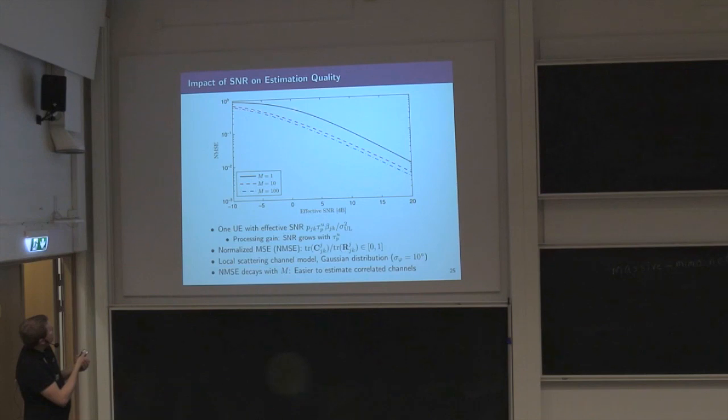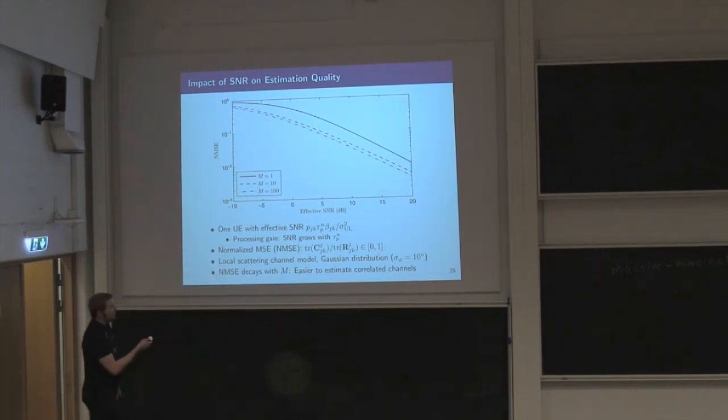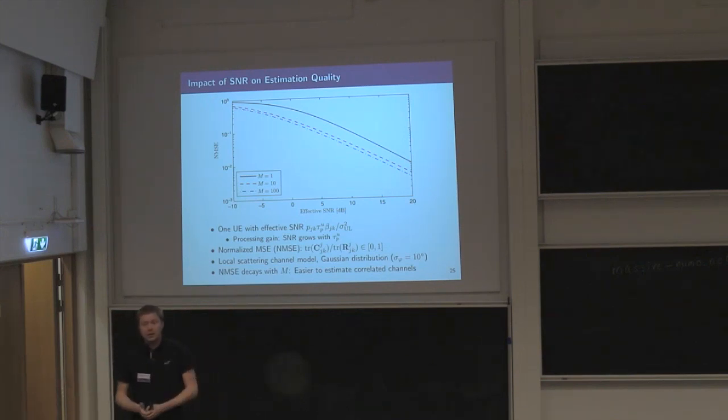And the interesting thing here, this is when I estimate with 1 antenna. This is when I estimate with 10 antennas. This is when I estimate with 100 antennas. How do I get better normalized mean square error as I add more antennas? Well, this has to do with what model I'm using. I'm using this local scattering channel model with the Gaussian distribution of the angular spread, and they have a 10 degree angular standard deviation.